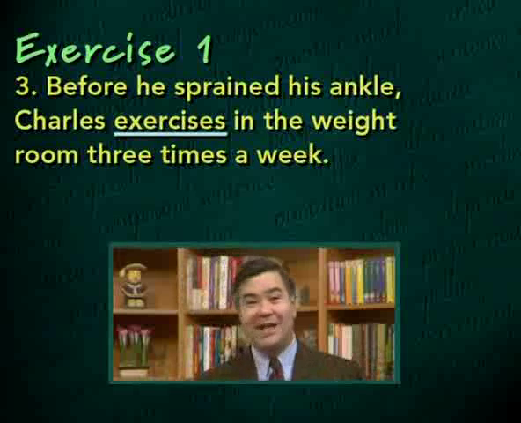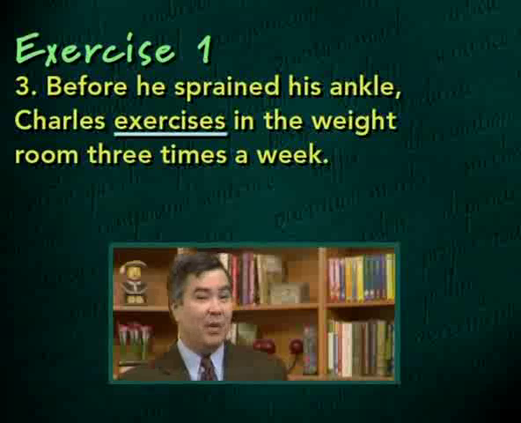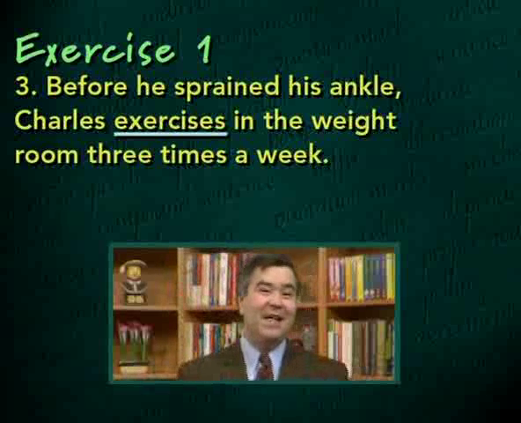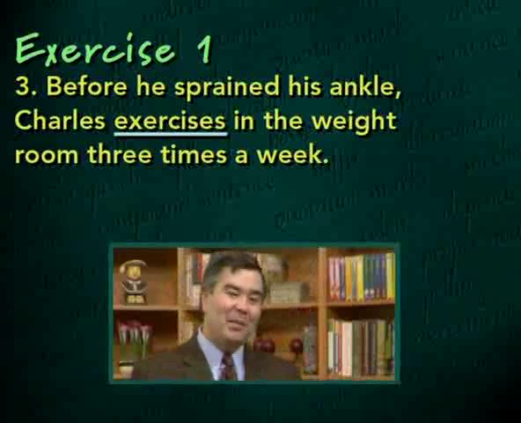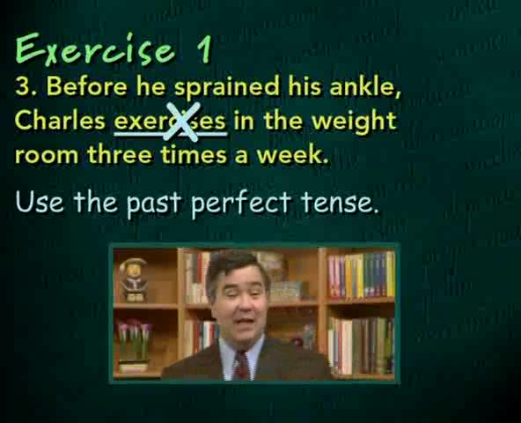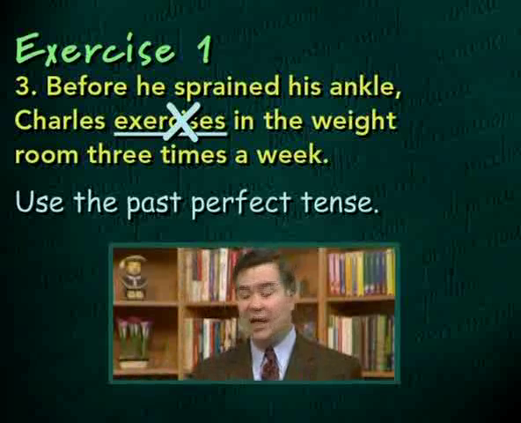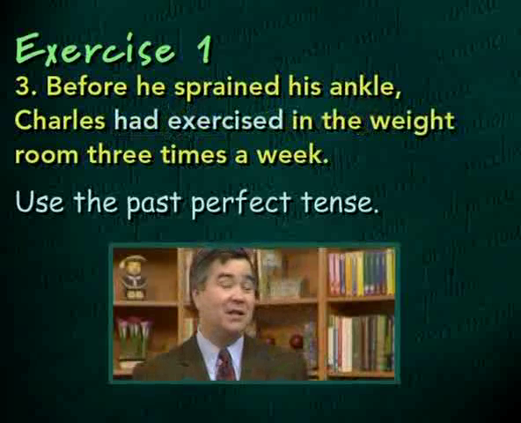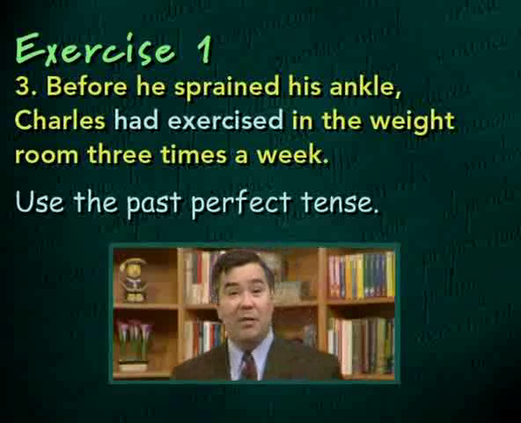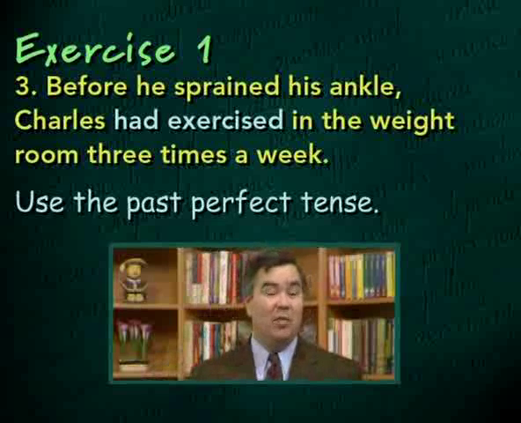Now, before that, something else happened, namely Charles exercising in the weight room 3 times a week. What's the best tense to use to describe a past event happening prior to some other past event? The past perfect would be the best tense to use in that circumstance. So the right way to phrase the verb exercises would be had exercised. That's the past perfect form of the verb. And the sentence would then read, before he sprained his ankle, Charles had exercised in the weight room 3 times a week.